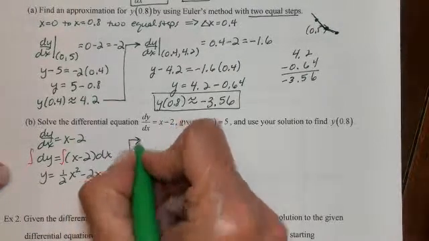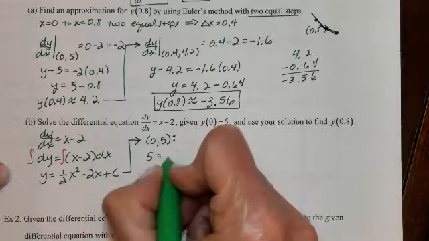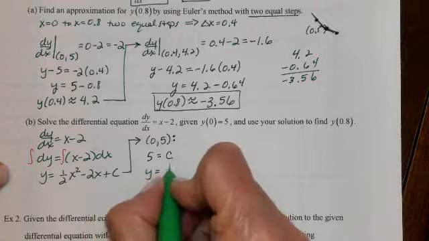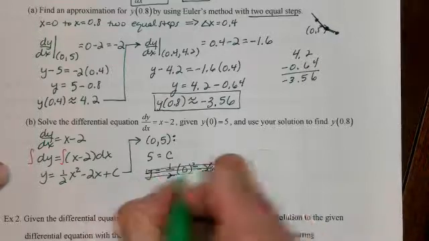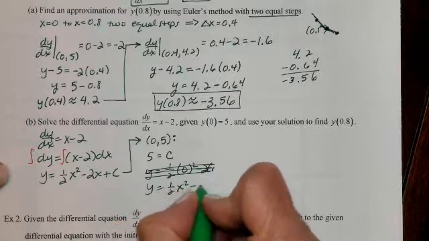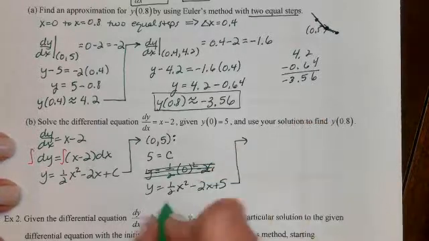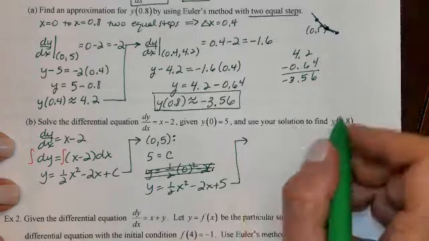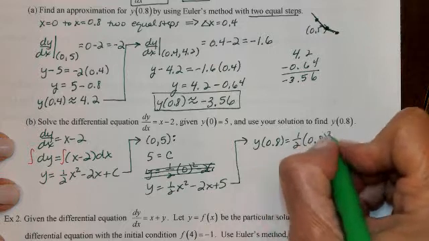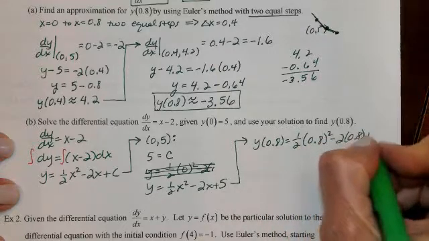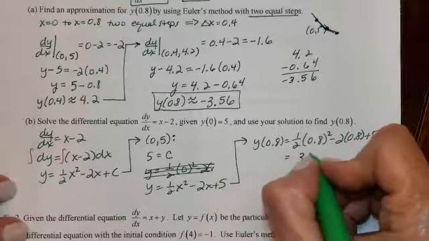Let's find c. So we're putting in the point (0, 5). So 5 will equal c. So y is equal to 1/2 x squared minus 2x plus 5. Okay? So there's our y equals. Now we can find any point that we want, right? So y at 0.8 will be 1/2 of 0.8 squared minus 2 times 0.8 plus 5. And I cheated and I did use my calculator for this one, and I got 3.72.